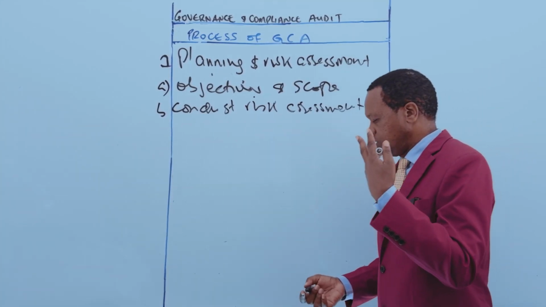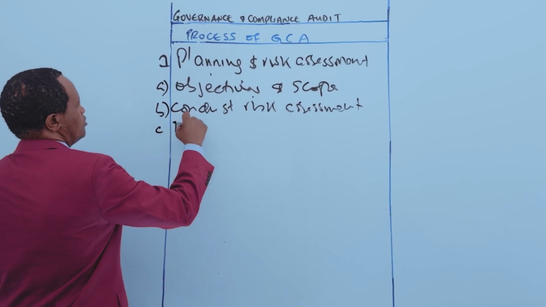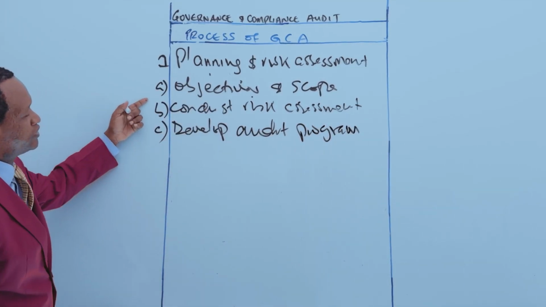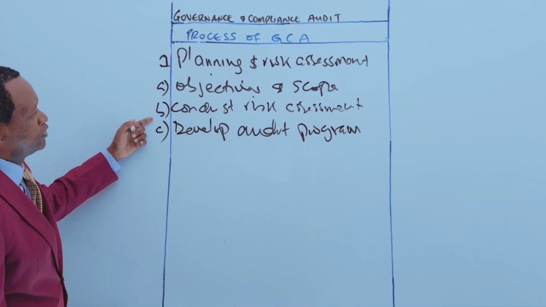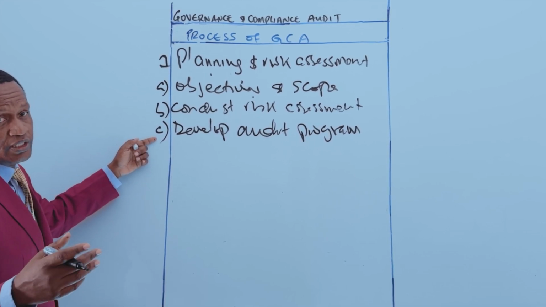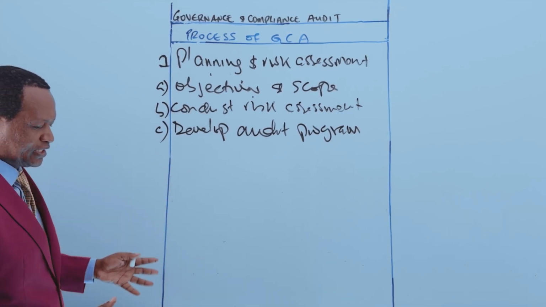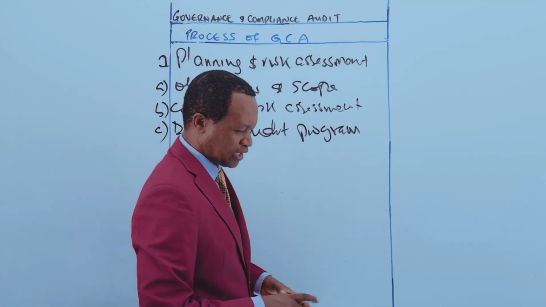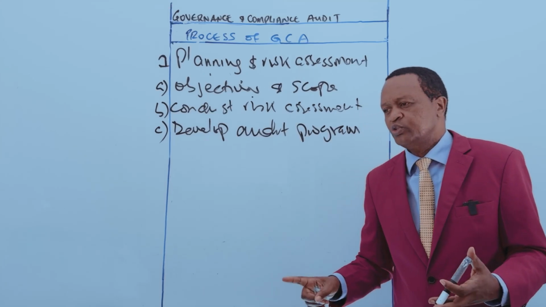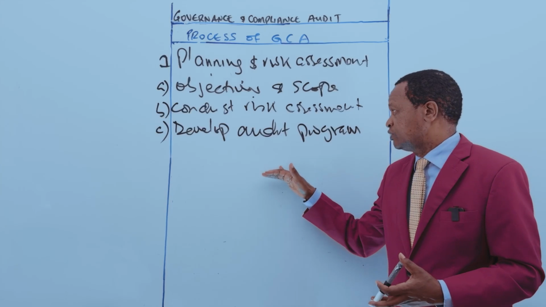Then, after determining the objectives and defining the scope, after conducting the risk assessment, you will be in a place to develop an audit program, a detailed risk-based plan. It is a detailed plan that has to highlight who does what. You assign tasks to different team members. You allocate resources during the audit program.